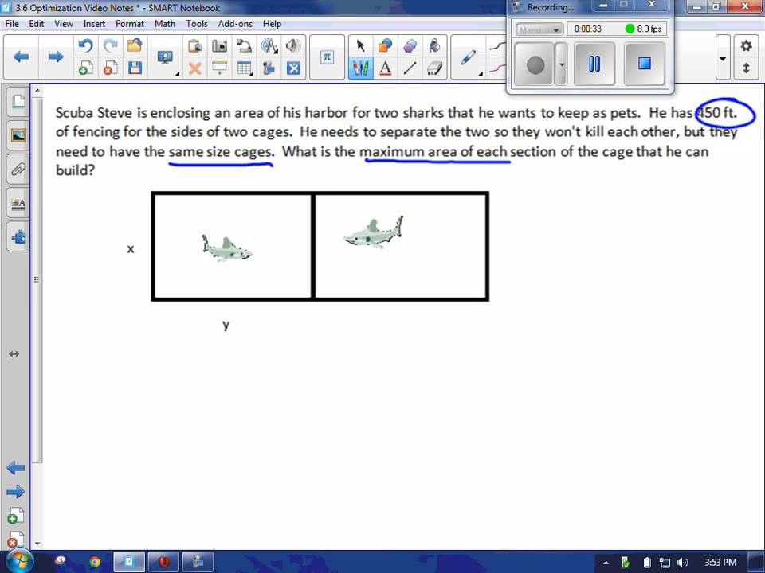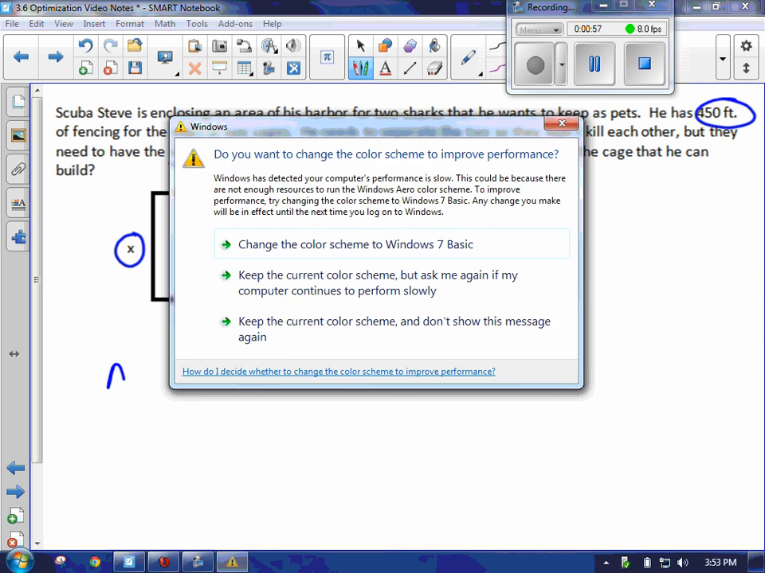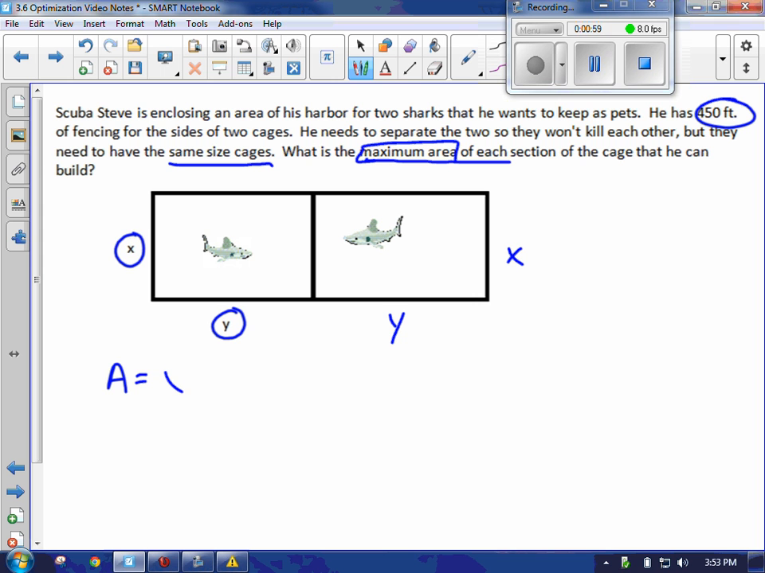Alright, so first of all, we're going to start off with what we want to do. We want to maximize area, so we need to come up with an equation for the area of these cages. So they tell us that the width is x and the length of one cage is y. These are the same area, so this is also y and here's x. So the area of just one section, because it wants to maximize the area of each section, they're both the same. So the area is x times y. So we want to maximize that area.